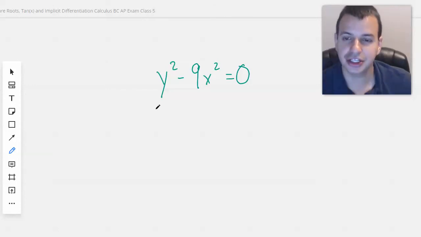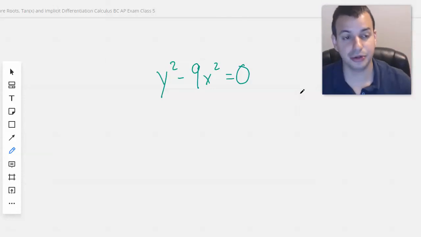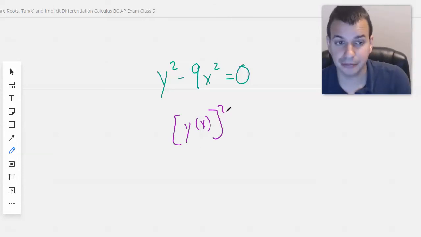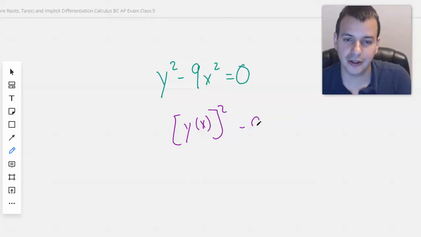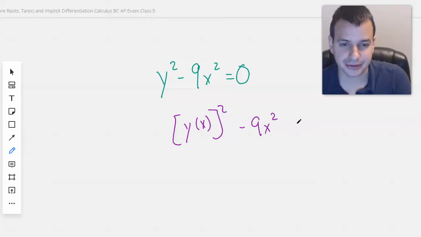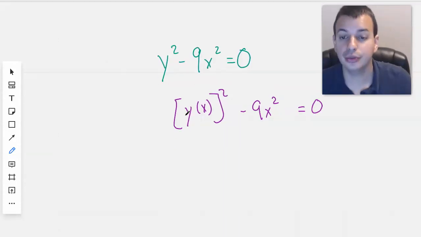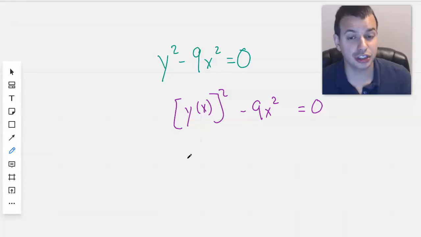So the idea with implicit differentiation is we'll take the derivative of the left side, take the derivative of the right side. Basically, you can do anything in math as long as you do the same thing to both sides of the equal sign. So I'm going to rewrite this a little bit as y of x, so it's very explicitly, unambiguously, a function of x, equals 0. And so we're going to take the derivative of y of x squared.